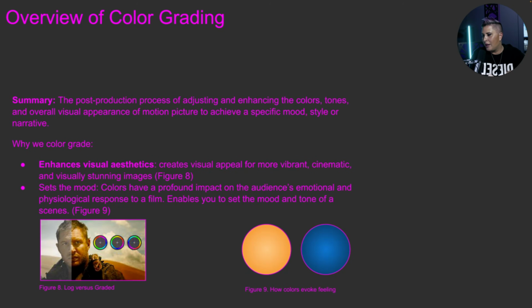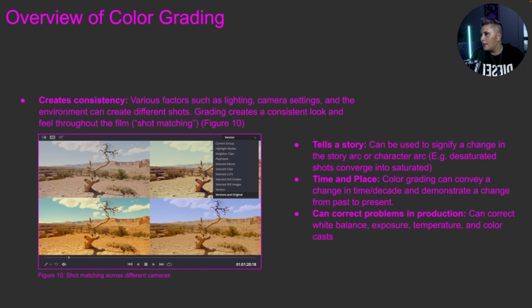Now, I put an example here of orange and blue. When you see oranges and reds, you feel a sense of warmth. You feel a sense of protection and coverage. Whereas blue may evoke a sense of coldness, isolation, fear. A lot of the horror movies will use an orange and teal color look in their film for those very reasons.